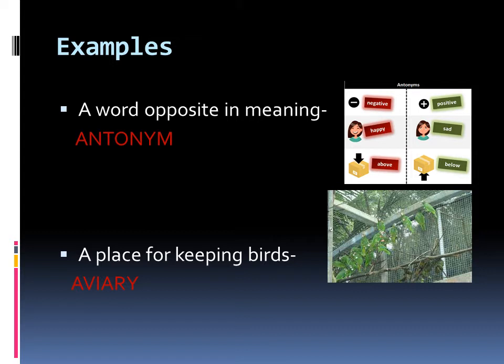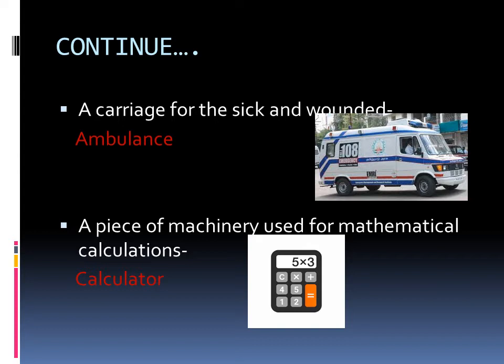The second one is a place for keeping birds. Again 5 words. And we substitute these 5 words with one word, that is aviary, where the birds are kept. Next is a carriage for the sick and wounded. We all know what it is. It's ambulance.